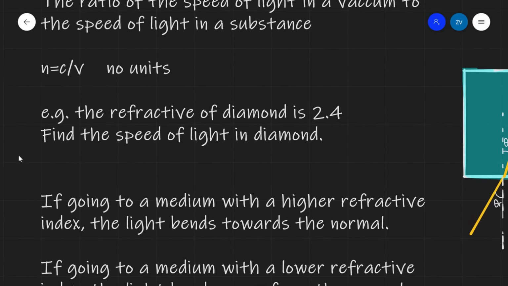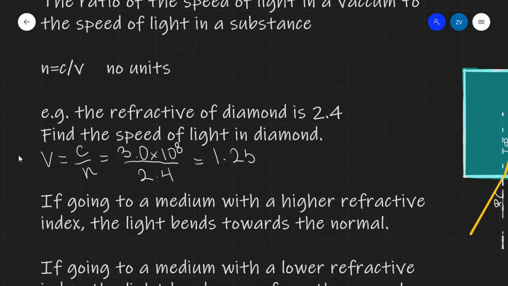So let's rearrange this equation. We're looking for v. I'm going to write that v will be equal to c over n. c is the speed of light, so that's just 3.0 times 10 to the 8 meters per second. We're going to be dividing that by 2.4, plugging this into a calculator. We're going to get approximately 1.25 times 10 to the 8 meters per second.